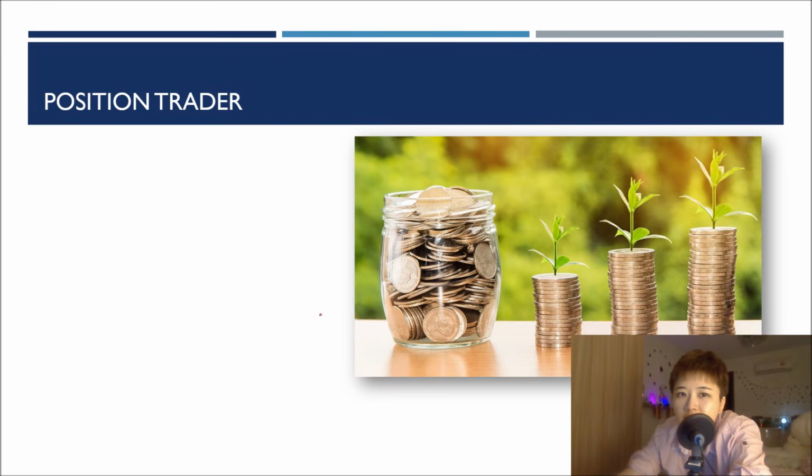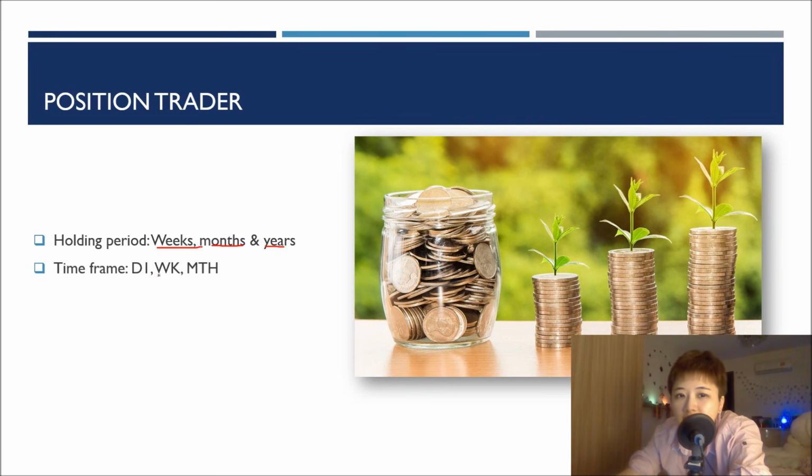And the next one is position trader. Their holding periods would be from weeks to months to years. Basically trend following, okay? Some people call them a trend follower. And the time frame would be daily, weekly, monthly. So these traders, they focus more on fundamental analysis.